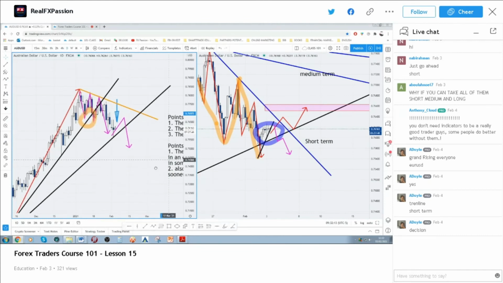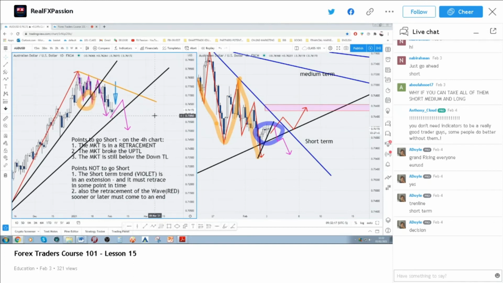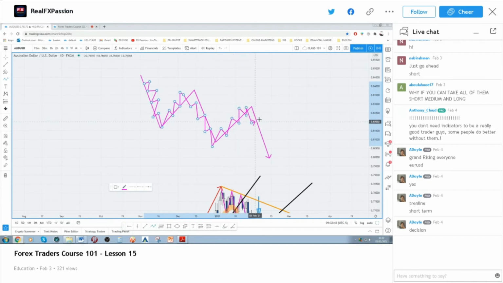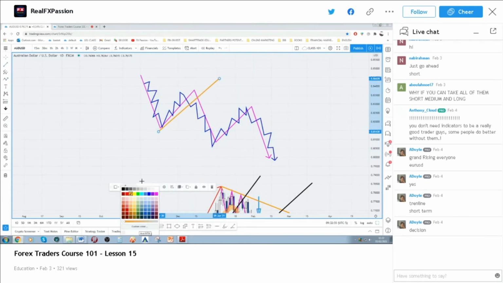So this is the question, everybody. We learned in the previous lessons that the best entries are end of retracements, right? Could be an uptrend or could be a downtrend. So we have an extension, and then we have a retracement, and then we have the next extension, and then we have the next retracement, and then we have the next extension. This is how this market behaves. This is how this market moves. And we said the best entries are end of retracements.